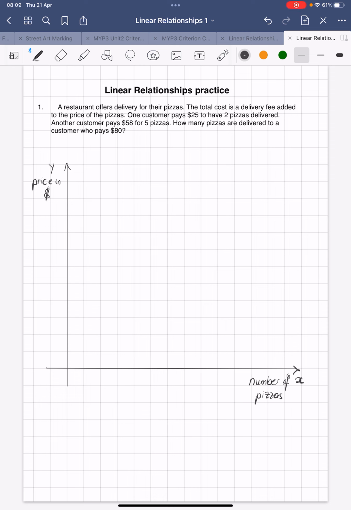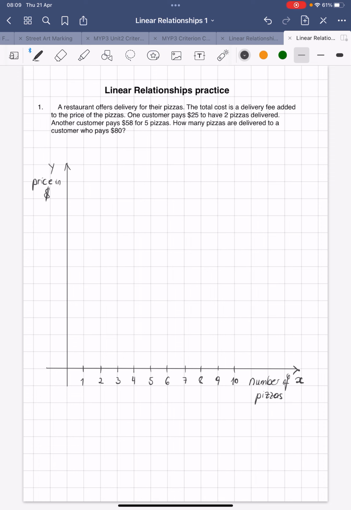And now let's label these axes. So I've got here 1 pizza, 2 pizzas, 3, 4, 5, 6, 7, 8, 9, 10 pizzas. Let's leave it as this.